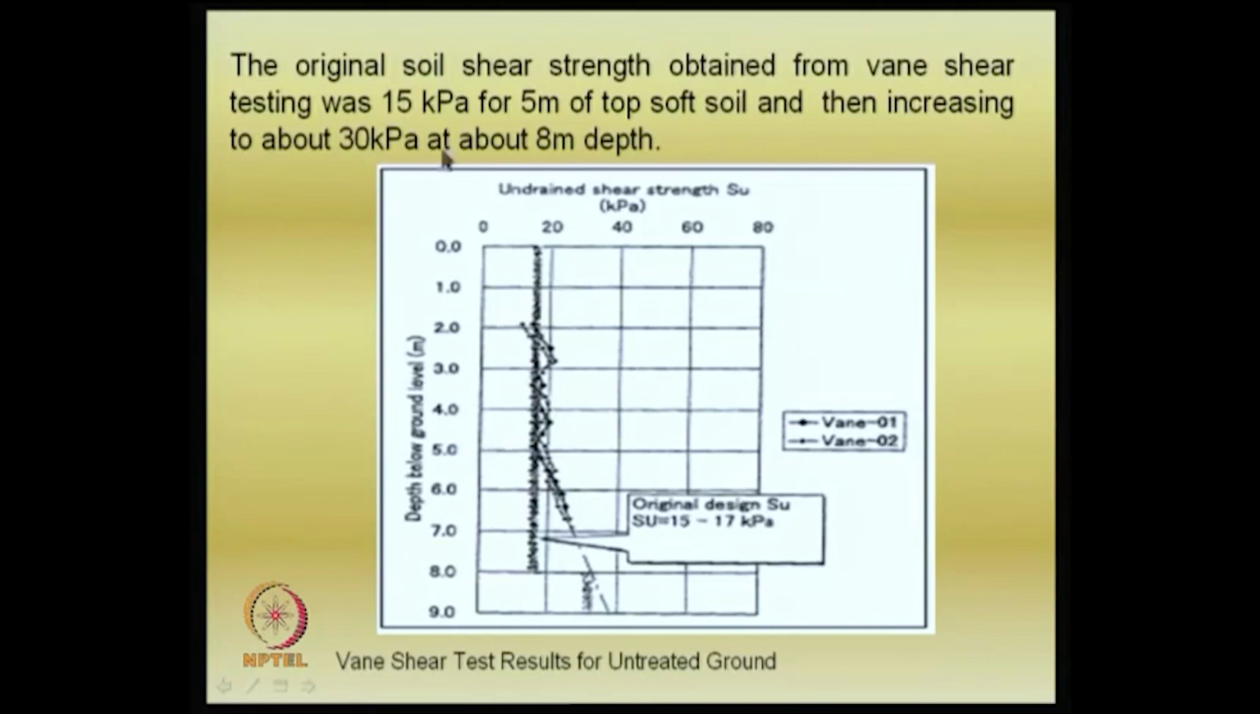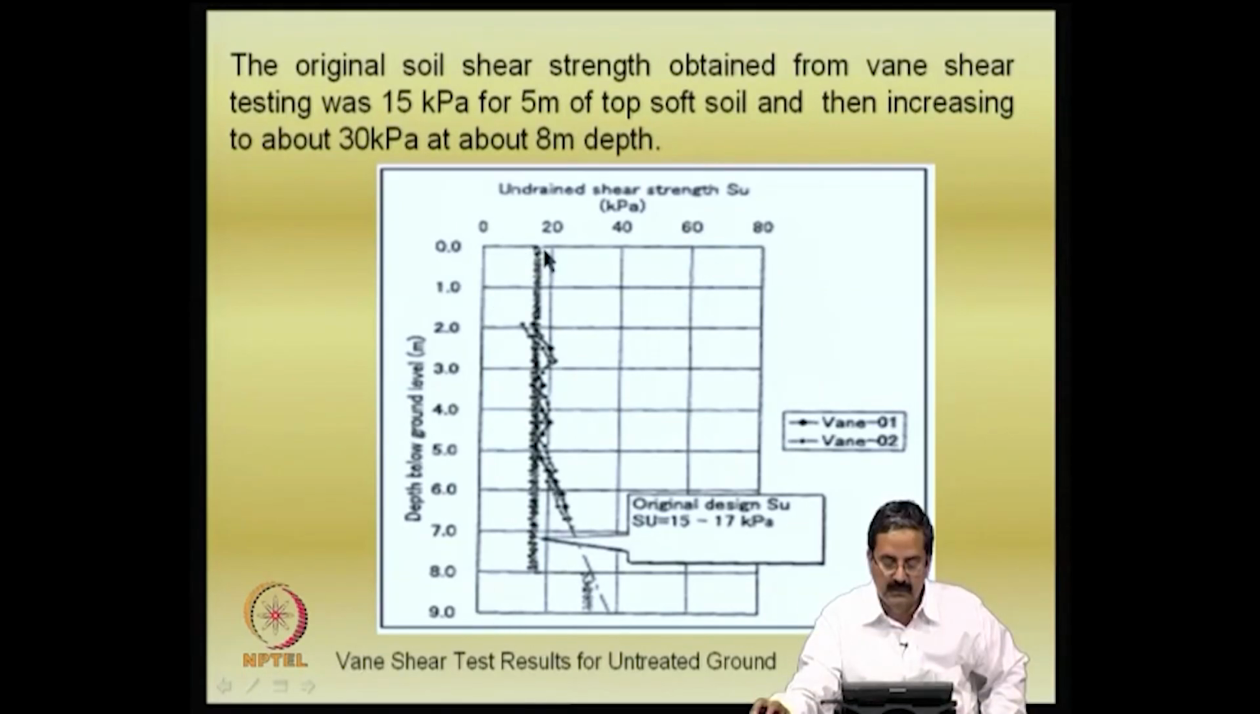you can see that the original shear strength obtained from vane shear test was about 15 kPa for 5 meters. So, they have done vane shear testing also. They have done the vane shear testing for 15 kPa, and it increases up to 5 meters at about 15 kPa, then it increases to about 30 kPa at about 8 meters depth, okay. These are results for the vane shear, untreated ground.